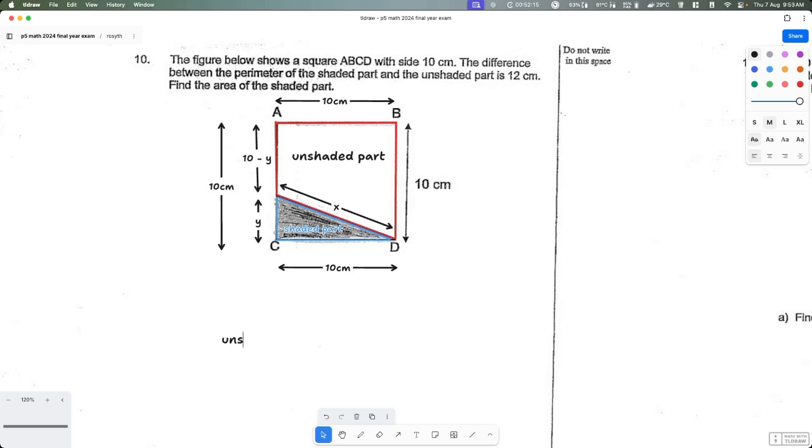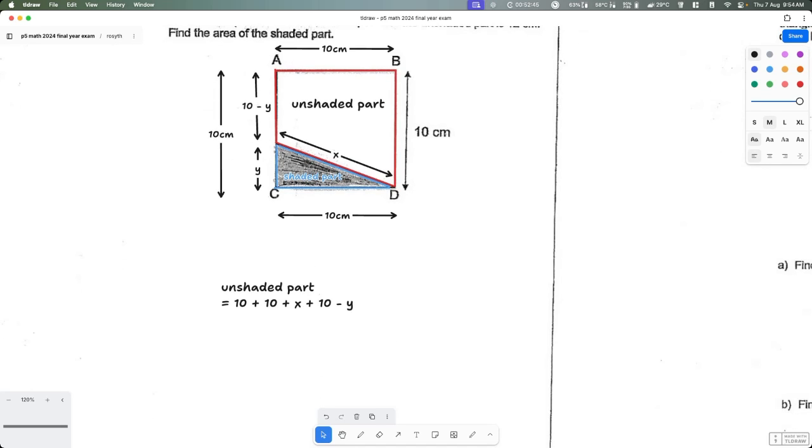So the unshaded part is equal to, we have 10 plus 10. Unshaded part, right? 10 plus 10 plus 10 minus y plus x. So I'm going to write down: 10 plus 10 plus 10 plus, I'll just put x, and then plus 10 minus y. Makes sense, right? And then you just calculate all the tens. This will be 30 plus x and then minus y. So that is the unshaded part.